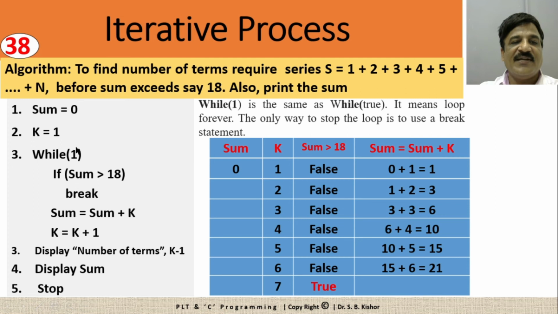So understand the importance of while 1. It means this condition will always hold true. So there should be one statement inside the loop that terminates this particular loop, because we don't know when that particular value is going to cross this limit that you have specified over here.